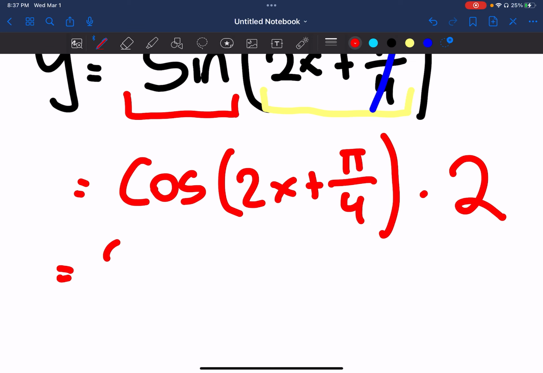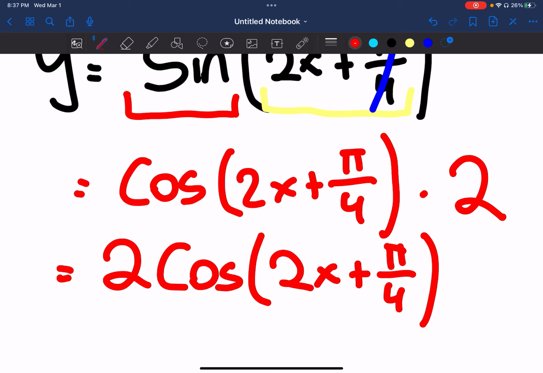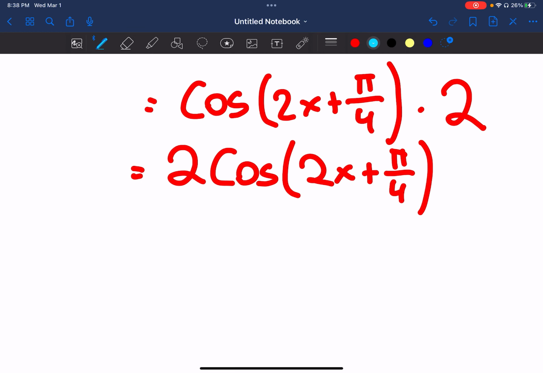So this is equal to 2 times cos of 2x plus pi over 4, right? It looks difficult because it has pi in there. I get it, it looks kind of difficult, but you get the hang of it. Eventually these will become second nature and you'll never have to think about them again.